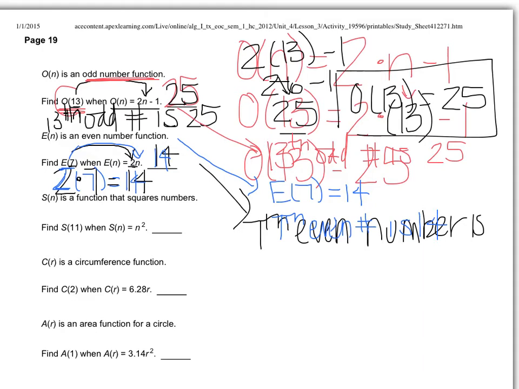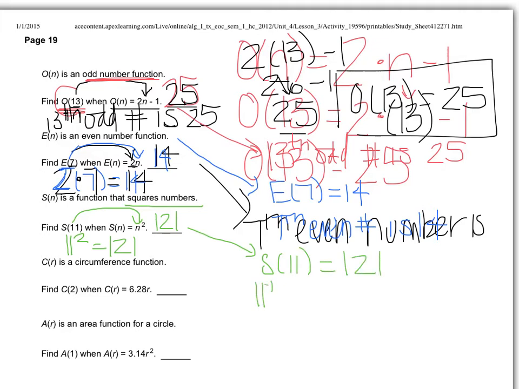Our next function is a square function, so it's going to always produce square numbers. So they say find s of 11 when s of n equals n squared. So they want us to take 11 and put it in place of n. So we're going to find out what 11 squared is, and it gives us 121. So we could say that s of 11 equals 121, or we could say that the 11th square number is 121.